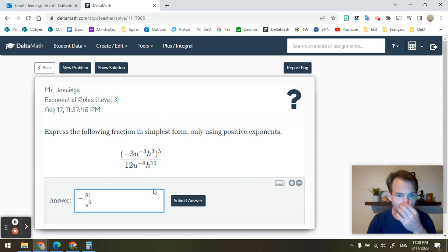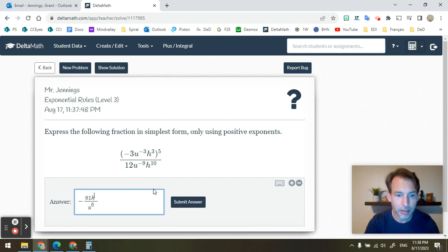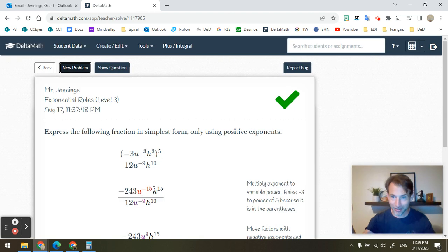And then there's going to be an h to the 5 on top. That should do it. Oh, wait, I forgot the 4 on the bottom. Yeah, the 12 has a factor 3, but we removed it. It leaves a factor 4. There. Simplest possible fraction.